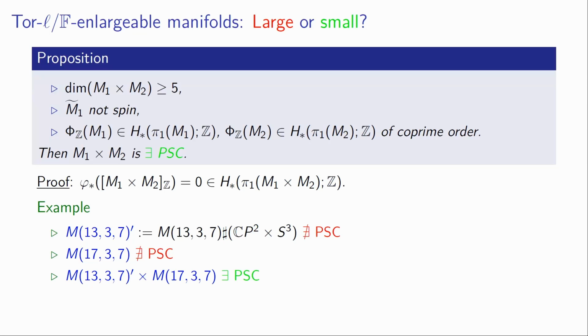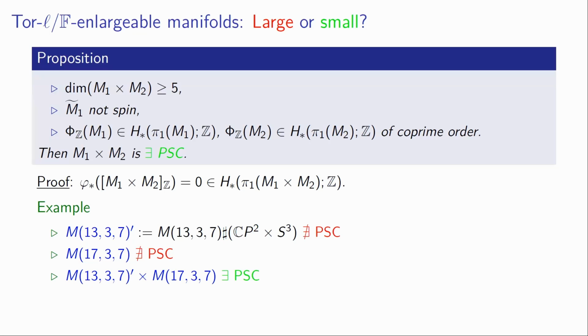And the same thing applies to the manifold taking the prime 17, and we kill 17 times 3 generators of the fundamental group of the 7-torus, and this manifold doesn't have a positive scalar curvature metric. And we saw before that these classes which appear here, they actually are both torsion classes. One class is 13 torsion, and the other one is 17 torsion.